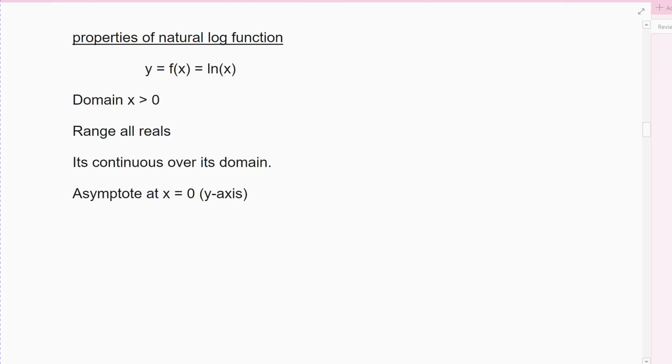Properties of the natural log function. So again, the natural log is the ln of x, domain is positive, range is all reals, it's continuous over its domain, has the asymptote as the y-axis, which we went over when we looked at the graph.